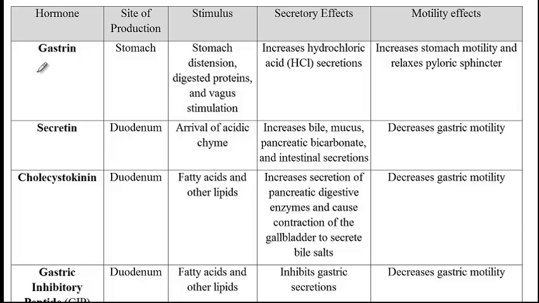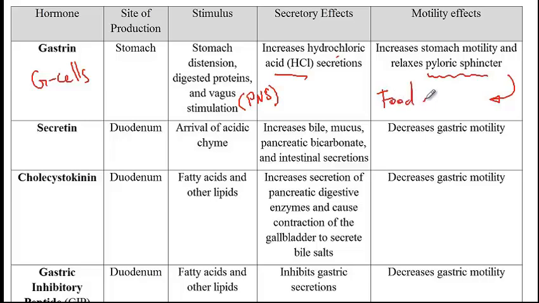We discussed already the gastrin that is being produced by G cells, and the secretion of gastrin is initiated by stomach distension, meaning that food has entered, or by digested proteins, or stimulation by the vagus nerve, which is a parasympathetic nervous system. Upon release from G cells, there is increased production of hydrochloric acid, and we also discussed that there would be increased stomach motility as well as relaxation of the pyloric sphincter in order to allow the food to enter from the stomach into the duodenum.